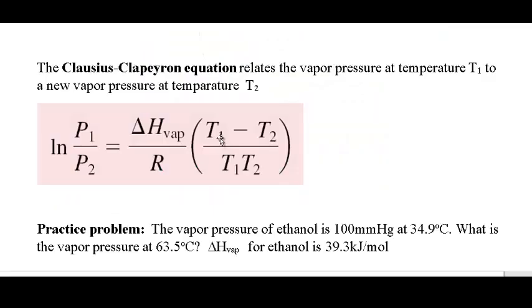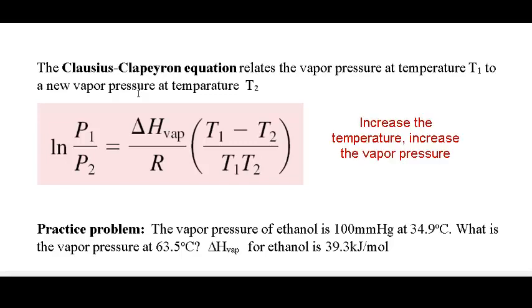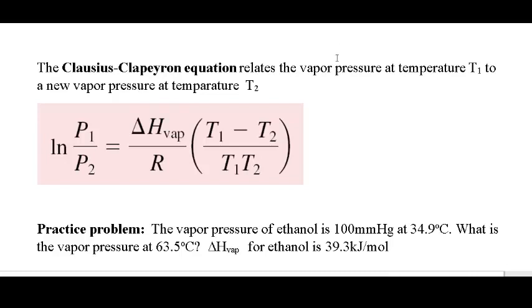The Clausius-Clapeyron equation relates the vapor pressure at temperature 1 to a new vapor pressure at temperature 2. The higher the temperature, the higher the vapor pressure. In other words, increase the temperature, increase the vapor pressure: more molecules will break free and then come back down and establish that dynamic equilibrium. So this is the pressure-temperature relationship. Again, vapor pressure is always quoted at a specific temperature.